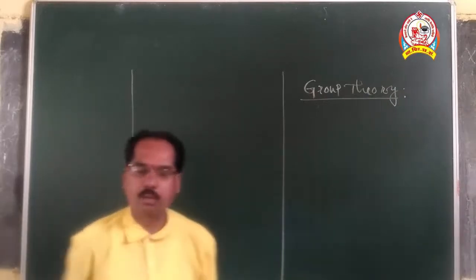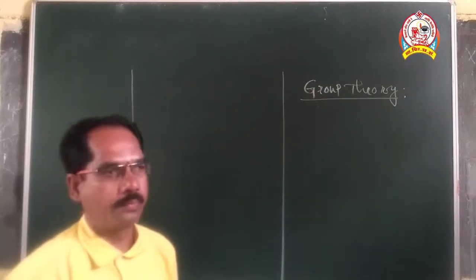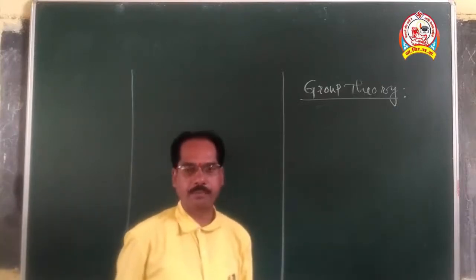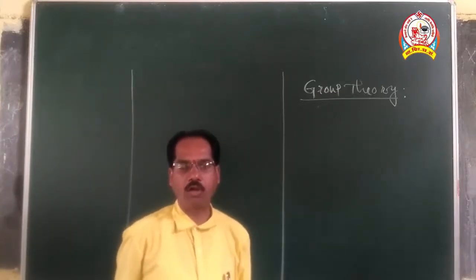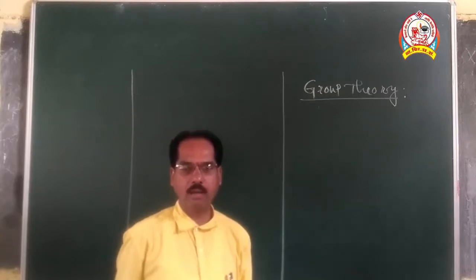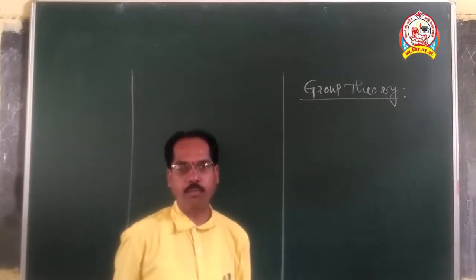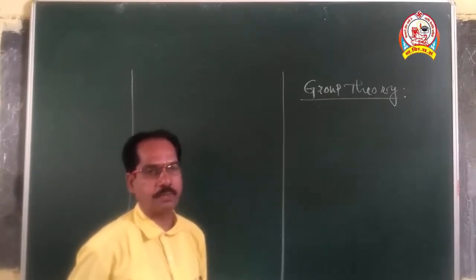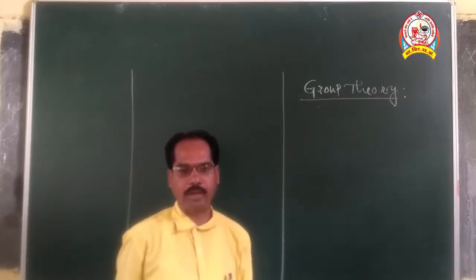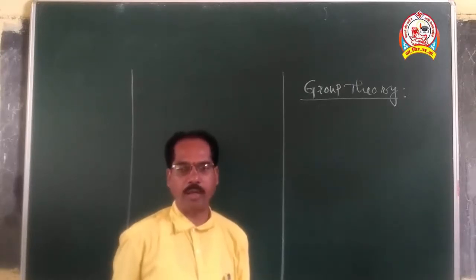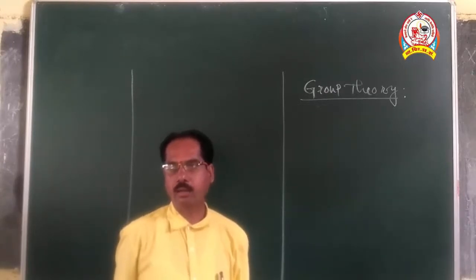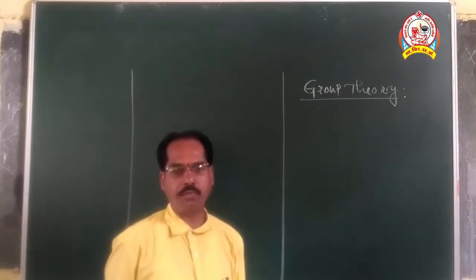First, we see the definition of group. Let G be a non-empty set with the binary operation star. Then (G, star) is called a group if and only if star satisfies the following four properties. First, closure property. Second, associative property. Third, existence of identity. And fourth, existence of inverse.